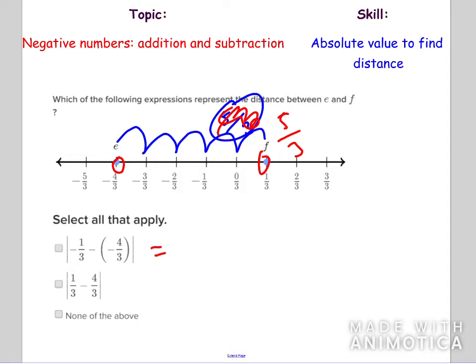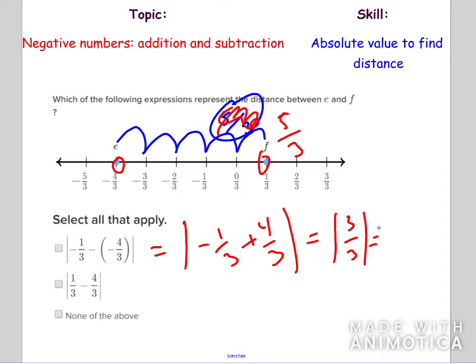So in here, let's do the actual math. This is read as the absolute value of -1/3 minus -4/3. Let's simplify that. -1/3 minus -4/3 becomes plus 4/3. So that's the absolute value of -1/3 plus 4/3, which when you add them together is 3/3. So the absolute value of 3/3, which is equal to the absolute value of 1, which is 1. So we know that doesn't match 5/3, which is what we're looking for.